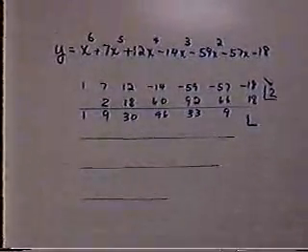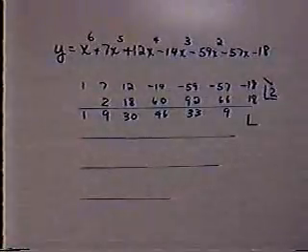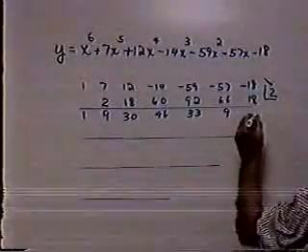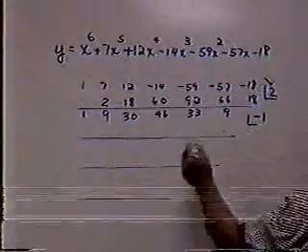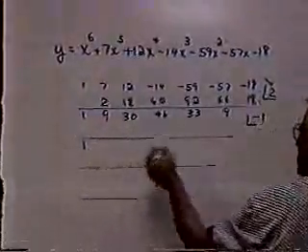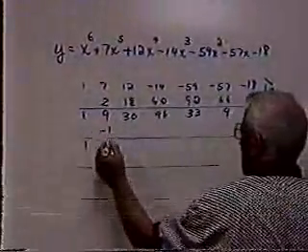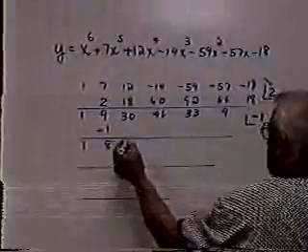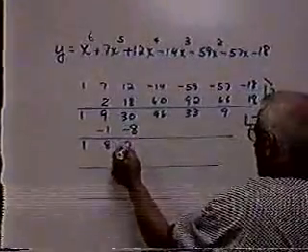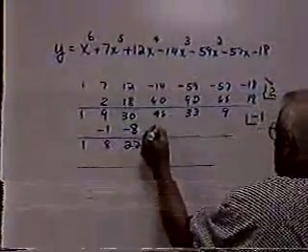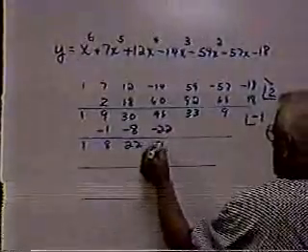Now it doesn't in this case, so I'll try another factor. This time I'll try minus 1. All right, I copy down the first coefficient. 1 times minus 1 is a minus 1. Added is 8. Minus 8 added is 22. Minus 22 added is 24.